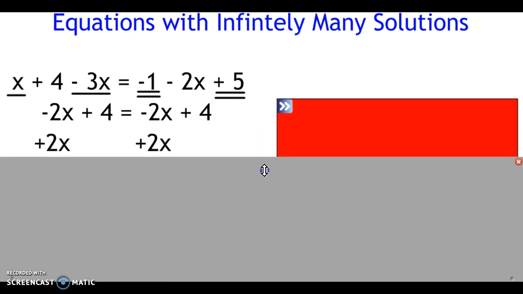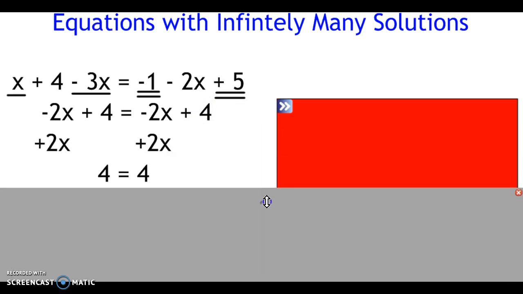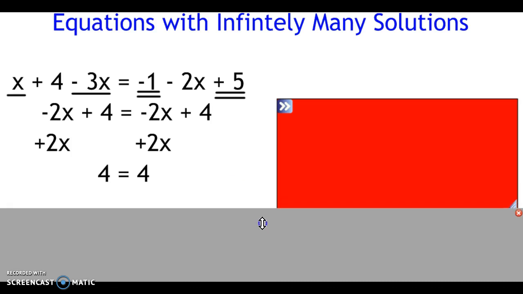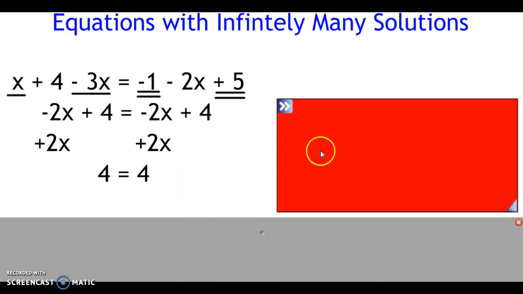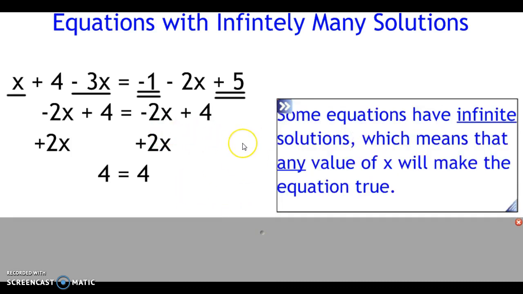Then we're going to add 2x on both sides to try to get all the x's on one side, but it turns out we get no variables, just numbers. 4 is equal to 4. Well, we know that 4 is equal to 4 is a true statement. Some equations have infinite solutions. That's what happens when you have two numbers that are equal to each other. That means that any value of x will make the equation true. I can use any number I want for x, and the equation will still give me a true result.